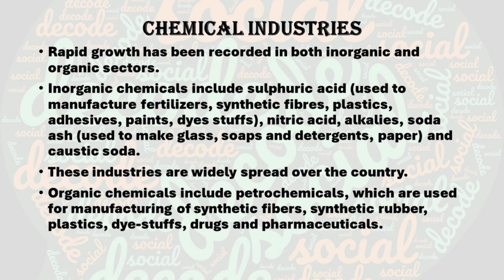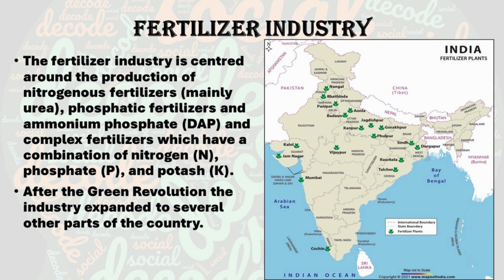Okay, so the next is about the chemical industry. The chemical industry produces a wide variety of products from simple chemicals to complex industrial compounds. There are two types of it. One is inorganic chemicals, one is organic chemicals. Under inorganic chemicals, acids, fertilizers, paints, soda ash and caustic soda are included. Under organic chemicals, plastics, synthetic fibers, drugs, dyes and rubbers are included. The chemical industry supports almost every other industry from agriculture to textiles and is one of the fastest growing sectors in India.